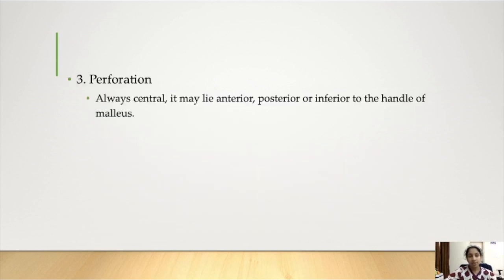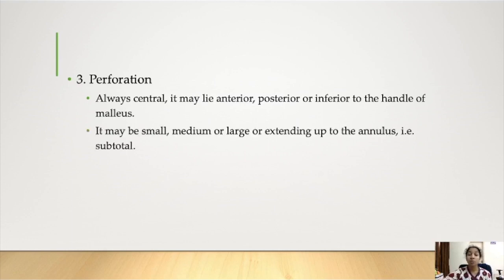Next, perforation. So first ear discharge over, hearing loss over. Next comes perforation. Always central perforation. It may lie anterior, posterior or inferior to the handle of malleus. So that will be a central perforation in pars tensa, and it can be anterior, posterior, inferior to the handle of malleus. It may be small, medium or large, or extending up to the annulus. Annulus is the margin, that is subtotal. So small, medium or large.